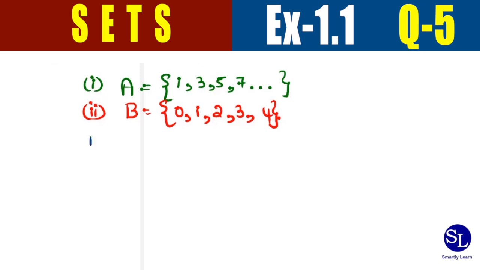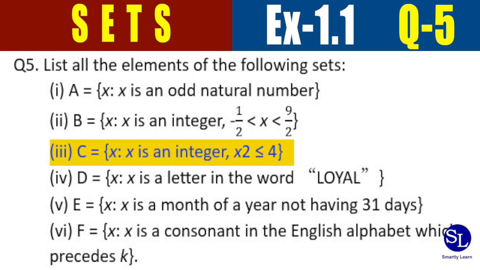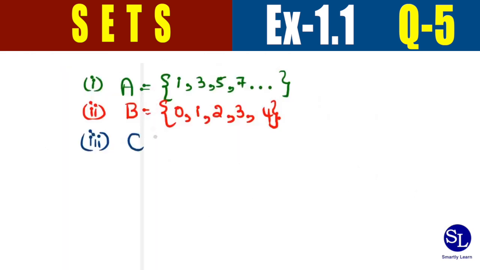Now, let's look at the third set in this question. C is equal to, x is an integer, x squared less than or equal to 4. So x squared is less than or equal to 4 and C is an integer. Here integer means both negative and positive numbers are allowed. Minus 2 the whole square is 4, it is equal to 4. So I'm starting the integers with minus 2. So minus 2, minus 1, 0, 1 and 2. Anything on both sides beyond these integers, the square will be greater than 4, so they're not part of this set.